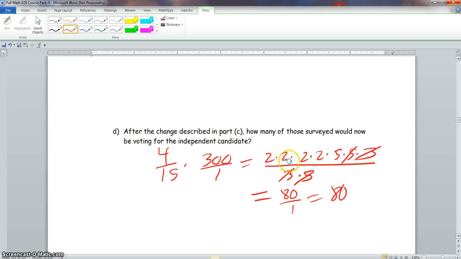Now we're left with 2 times 2 is 4, times 2 is 8, times 2 is 16, times 5 is 80. And we know everything that simplifies out here in the denominator will give us 1. 80 divided by 1 is 80. So our final answer here is 80.